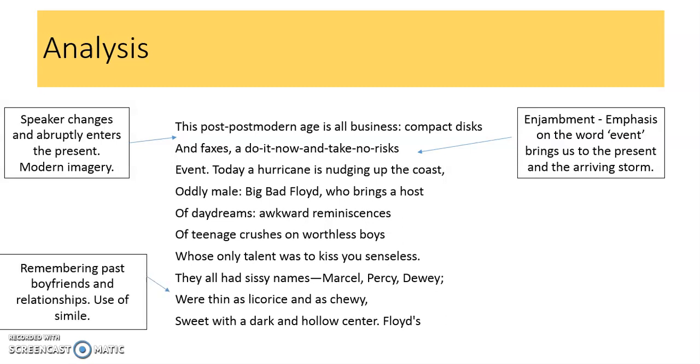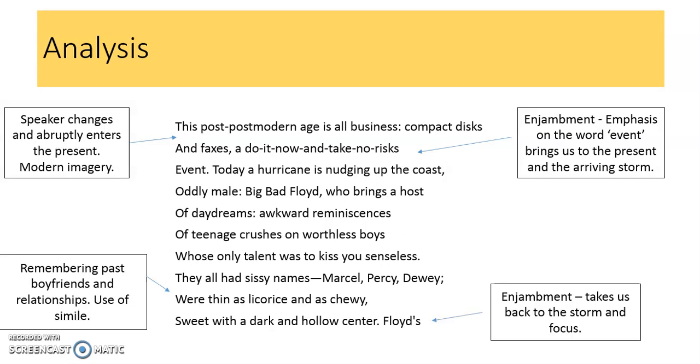So we've got her reminiscing here, remembering past boyfriends and relationships. She's thinking about who they were and actually that they weren't all that exciting. It's kind of just that distant memory. There's a use of a simile here, where "thin as licorice and as chewy, sweet with a dark and hollow centre". So there's that comparison with the previous boyfriends and the kissing. She's comparing it to licorice and sweets, isn't she?